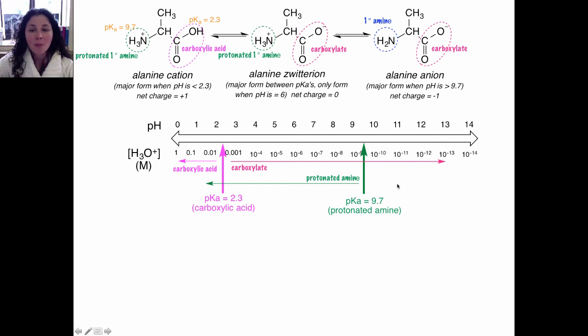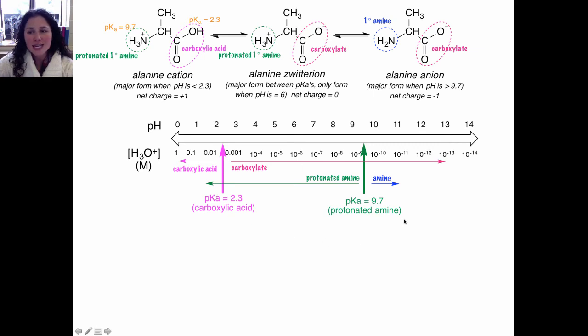And at all the pHs above the pKa, the amine will become deprotonated, and the amine itself will predominate in solution. After you've mapped these things onto a pH scale, it's very simple to tell which forms of the amino acid will predominate in solution. When the pH is lower than both of the pKa's, both of the functional groups will exist in their acidic form. So the carboxylic acid form will predominate and the protonated amine will predominate. At the pHs that are below both of the pKa's, I will see the alanine cation, where both of the functional groups are in their acidic form.